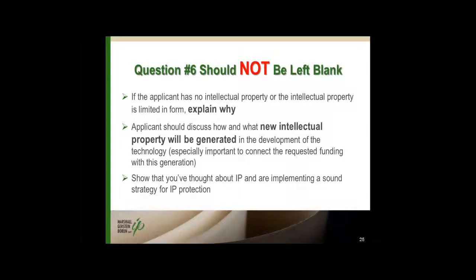In summary, I want to leave you again with this idea that question number 6 should not be left blank. We've just talked about a variety of ways that the question could be answered. But in the event that there truly is no current intellectual property, not even confidential information that's not published, you would want to address why that is, so that you could at least signify that you have a strategy for developing new intellectual property, and that if funded, what you would see as the forms of intellectual property and the ways that you would protect the technology.